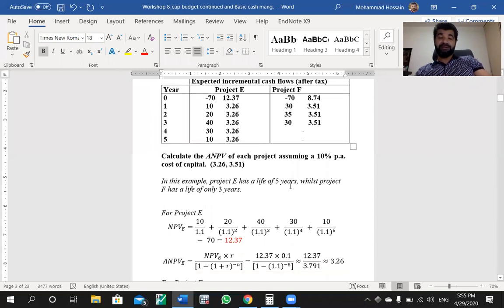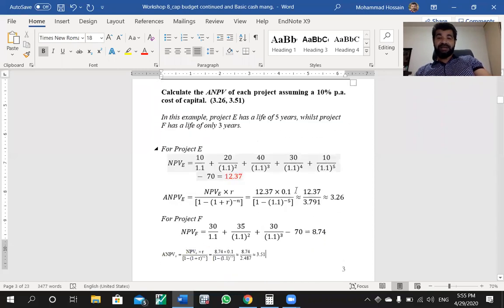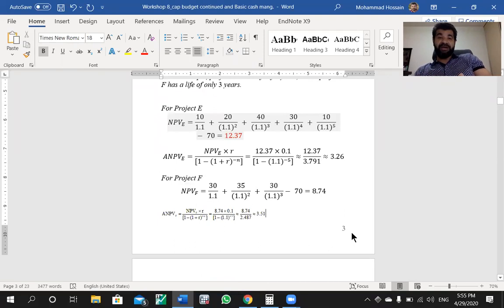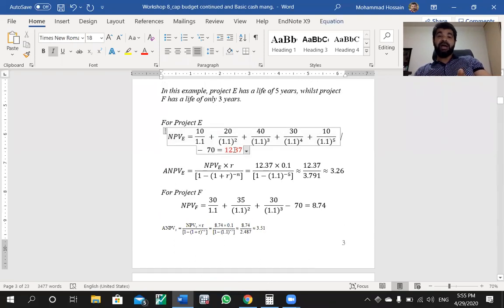3.51 and 3.26. Look at here, if you notice the net present value point of view, we would say, okay, 12.37, that's our highest net present value, and we'll go for this project. But if you notice the annualized net present value, we actually go for project F, not project E. Even though it's 12.37, this one is 8.74. So if you use the net present value method, then we would be choosing project E.